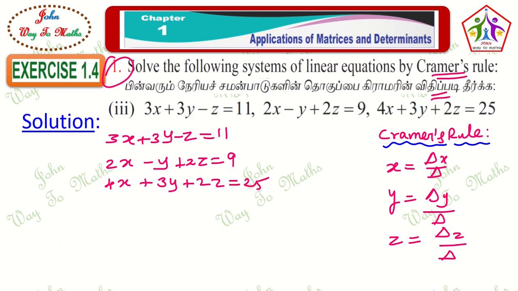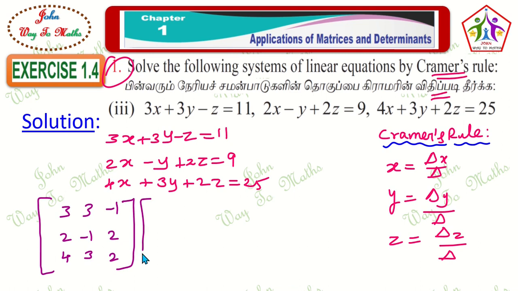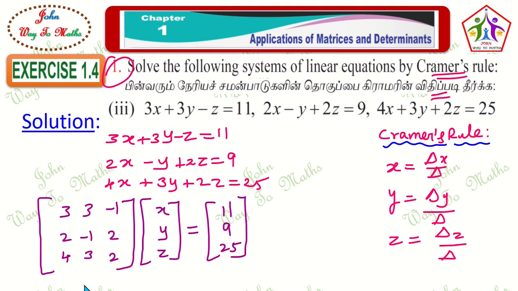So these equations can be written in the form of a matrix. First, coefficient of x becomes 3, 2, 4. Then coefficient of y becomes 3, minus 1, 3. Coefficient of z becomes minus 1, 2, 2. Then the variable matrix x, y, z, which is equal to the constant matrix: 11, 9, 25 is the constant matrix. So here I am going to give the names. This is the delta matrix. This is the constant matrix.